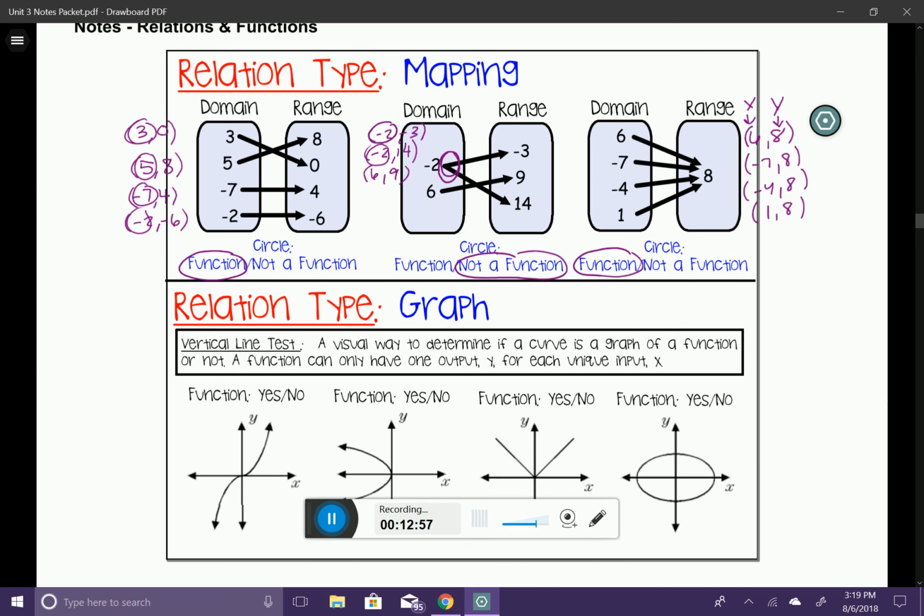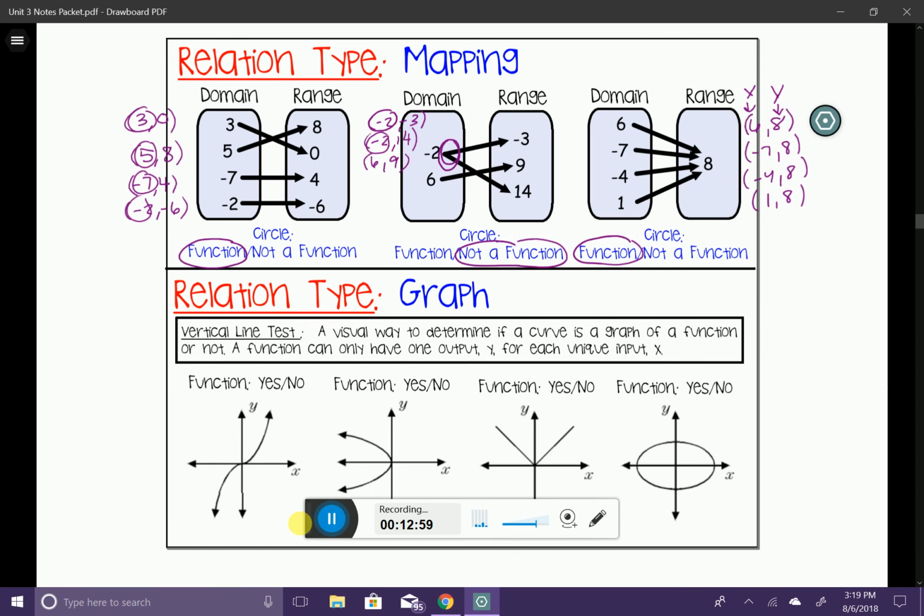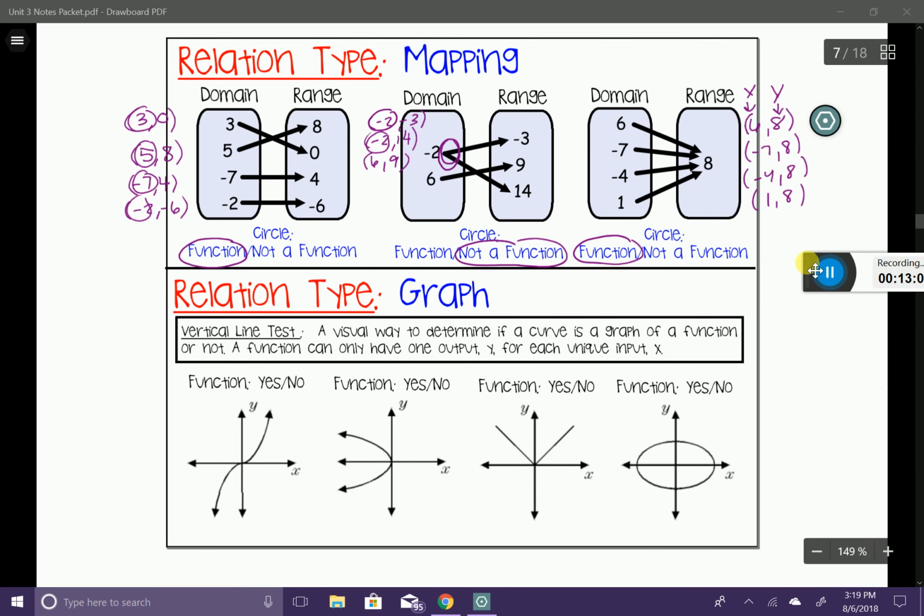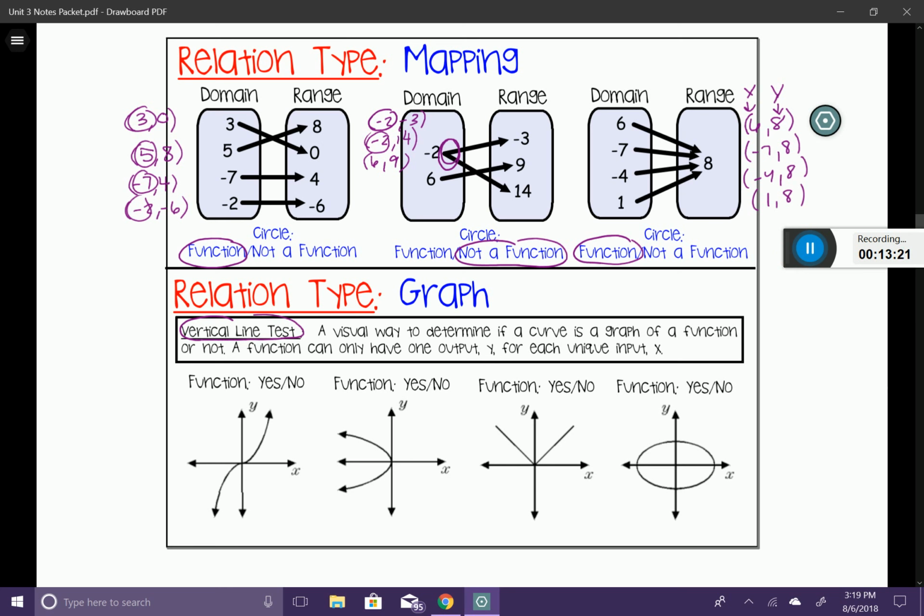Okay, the last relation we're going to talk about is my favorite. It's the graph. And this kind of brings it all together and explains why we have this whole function, not a function idea. So let's say that we're given a graph, and to determine if it's a function or not, we have to look at this thing called the vertical line test. The vertical line test is a visual way to determine if a curve or a line or anything is a graph of a function or not. So a function can only have one output y for every unique input x. So let me show you what I mean.